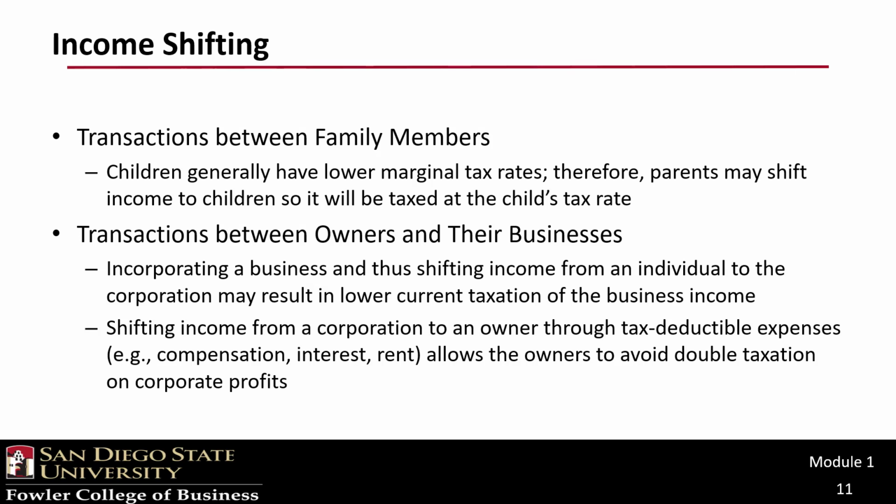Shifting income from a corporation to an owner can also occur, right? If the tax rates differ the other direction. So the corporation can take deductions for deductible expenses like compensation to the owner, interest on loans from the owner, and rent on buildings owned by the owner. So this allows the owners to avoid double taxation on corporate profits.